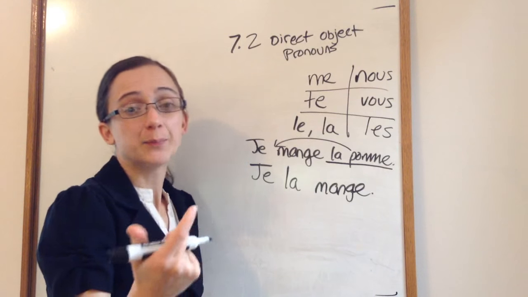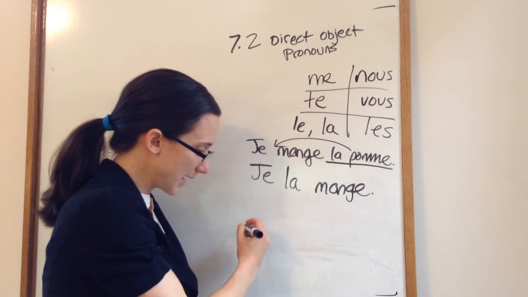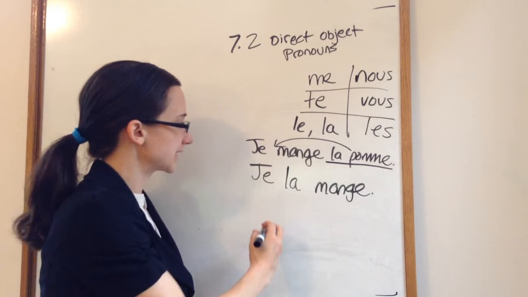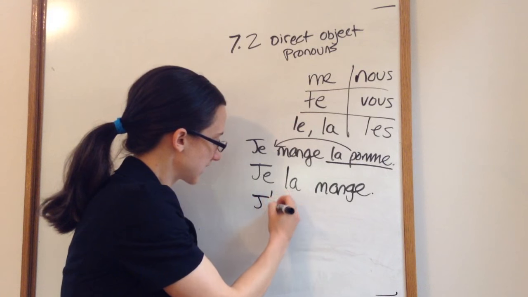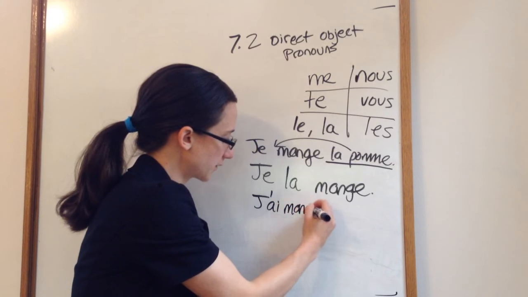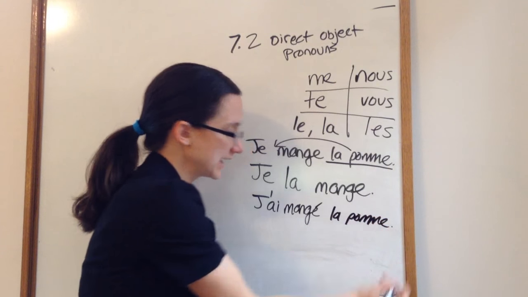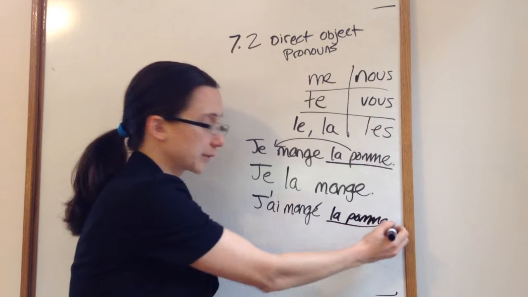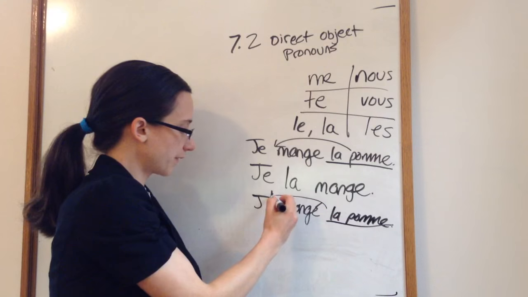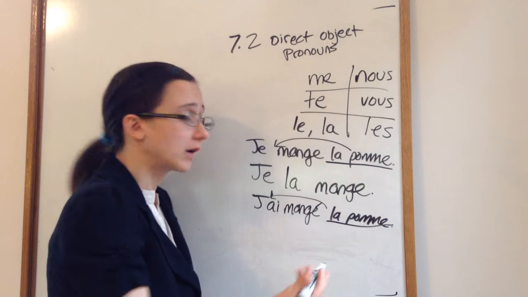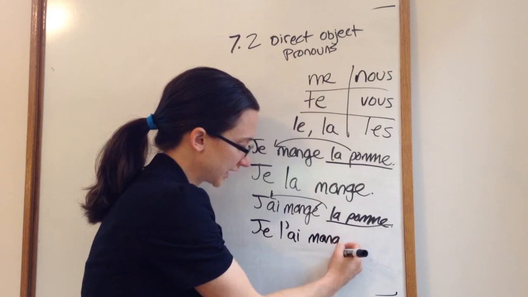Now, if you have the passé composé, you need to put it before the auxiliary. So let's use the same example. I ate it. First, let's look at the regular form, the written out one. J'ai mangé la pomme. I ate the apple. Now we replace this with our direct object pronoun, la, and we put it before our conjugated auxiliary verb. Je l'ai mangé.